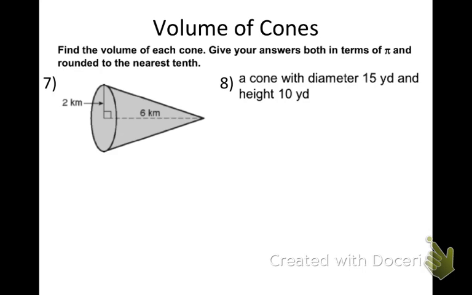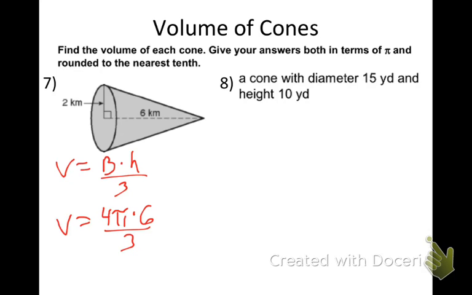So number 7 here. I need to find the volume. Volume is area of the base times the height divided by 3. What's the area of the base there? Tina, what's the area of the base? Oh, it's 4 pi. So I have 4 pi times the height is what, Tina? 6. Divided by 3. So 4 times 6 is 24 divided by 3. My volume comes out to be 8 pi kilometers what? Kilometers cubed.